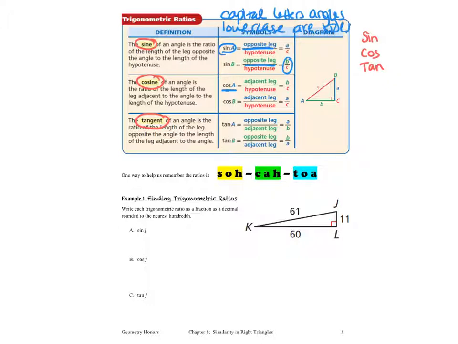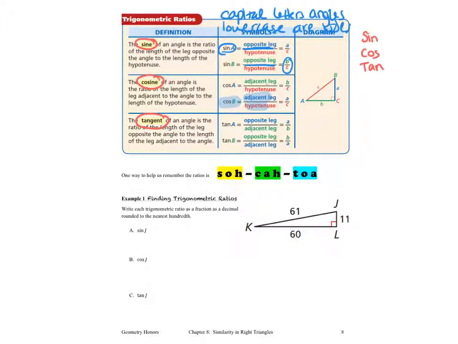If we're talking about cosine of angle A, now it's adjacent over hypotenuse. Adjacent means the leg that's touching the angle. So that would be leg B in this case, over the hypotenuse C. The leg can't be C because C is not a leg, it's a hypotenuse. For cosine of B, that would be adjacent over hypotenuse. Looking at angle B, the adjacent leg would be A, over the hypotenuse C.